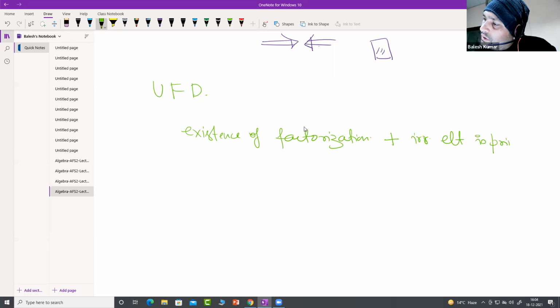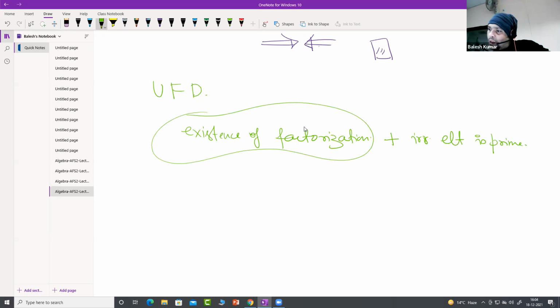So far, we can prove the existence of factorization. Now our aim is to somehow show that every irreducible element is a prime. Let us first see how we can deduce the existence of factorization in Z[x].